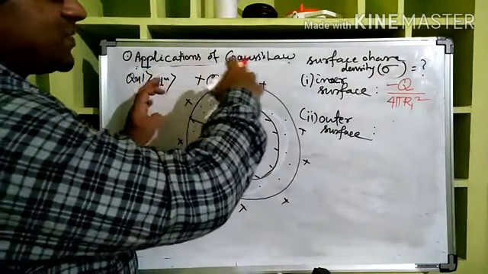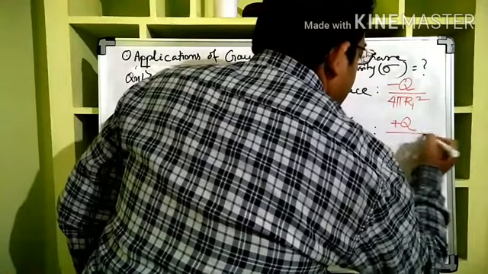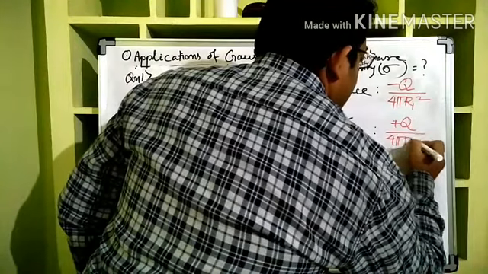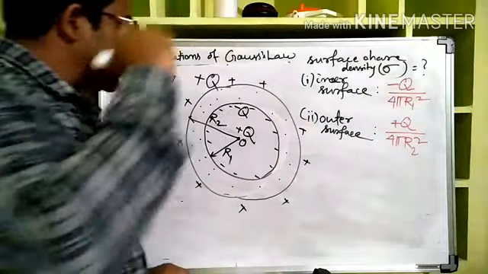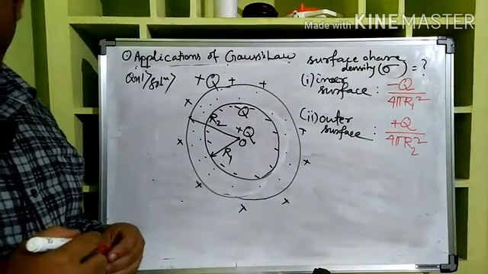Like that, what is the sigma for the outer surface? The outer surface charge is plus q, right? So plus q divided by 4 pi r2 square, since for the outer surface the radius is r2. As simple as this. Clear?